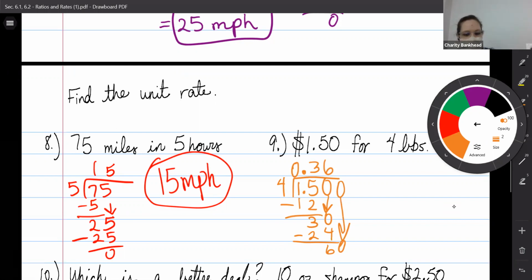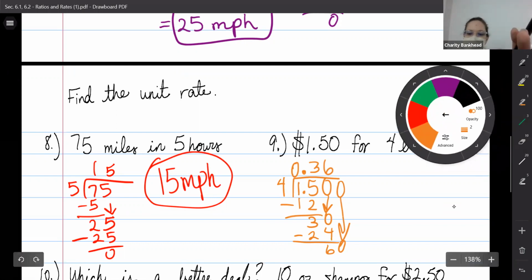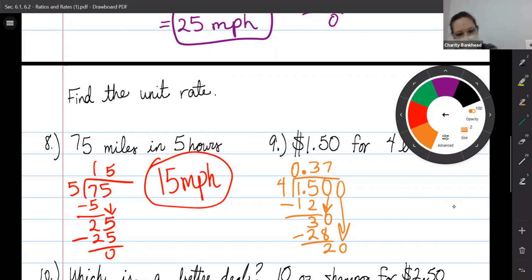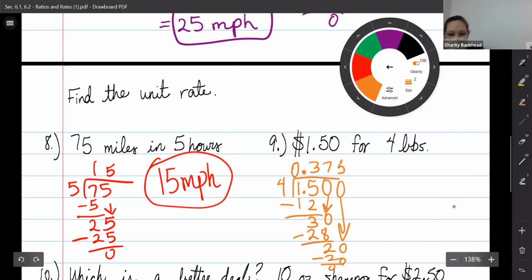Oh, wait a sec. What did I mess up? I should have done 7 instead of 6. Okay, so 28. 30 minus 28 is 2, and then 4 goes into 20 exactly 5 times. So there we go. All right, so it's kind of like 37.5 cents per pound, basically.